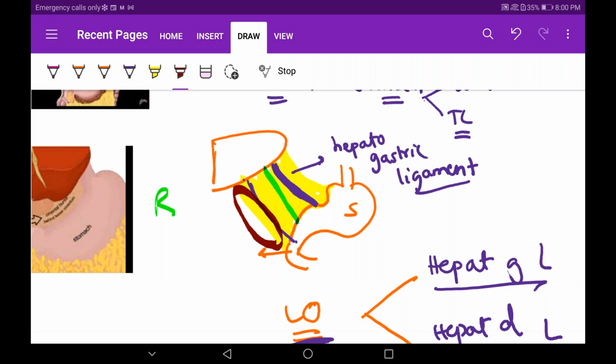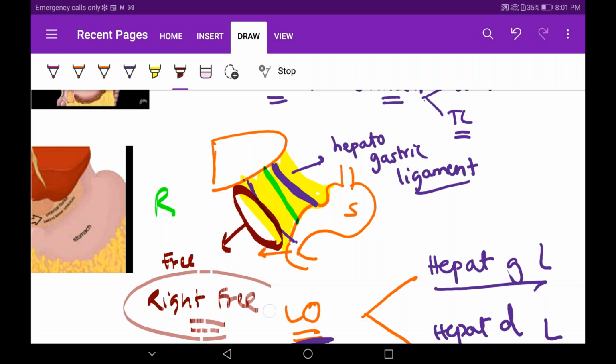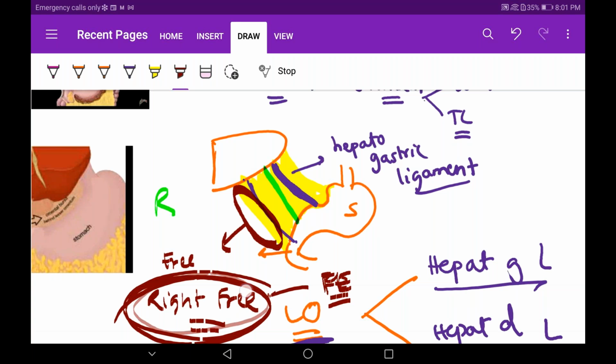And it is a very important landmark for surgery. So we are giving this free margin of the omentum a name, called the right free margin. No scientific term. Right free margin of the lesser omentum. So this is a very important landmark. Also, this will come in the foramen epiploicum, for the connection of lesser sac and greater sac. Remember that? It will come here in the right free margin of the lesser omentum.